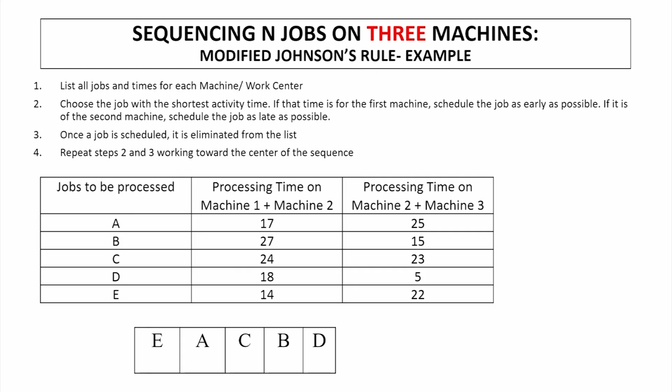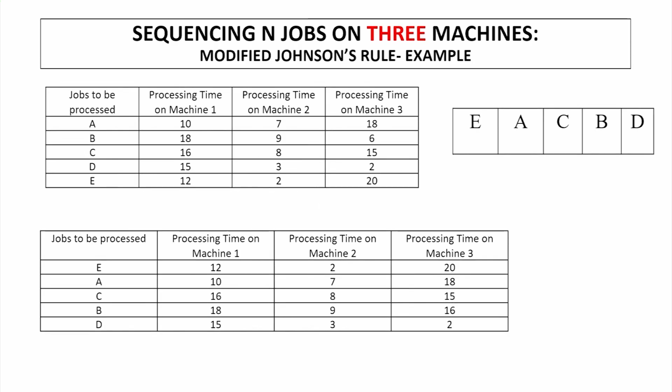So, this is what I have got: E, A, C, B, D. This is the sequence we are able to achieve. So, very simple rule. We can apply it very easily. Now, let us try to find out the makespan time with this.